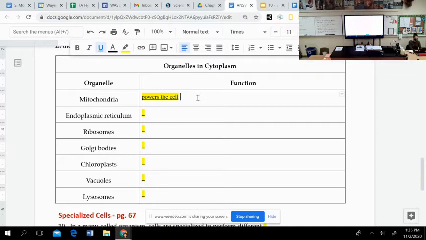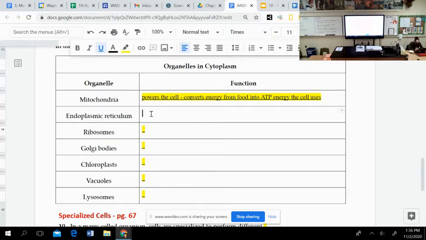Yep. Okay, so it converts energy from food into ATP, energy the cell uses. So ATP energy is a form of chemical energy that the cell can then use to carry out other functions and move things around. Just like when you eat food, your body breaks it down and uses that energy to be able to move and do things.